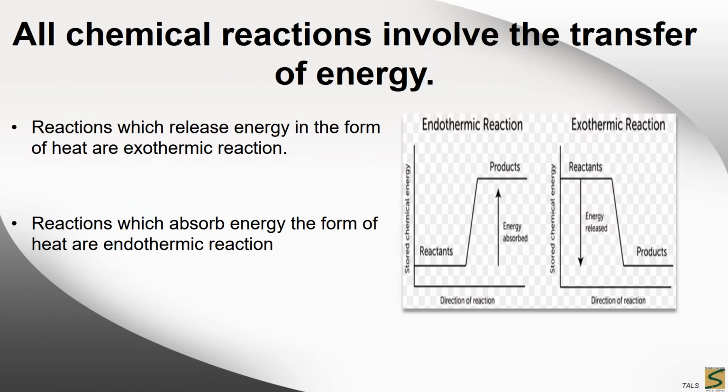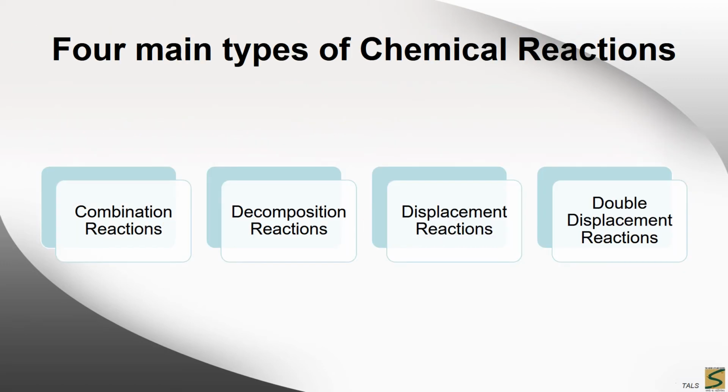All chemical reactions involve the transfer of energy. Reactions which release energy in the form of heat are called exothermic reactions, and the reactions which absorb energy in the form of heat are called endothermic reactions. In an endothermic reaction, the product would be at a higher level, whereas in an exothermic reaction, since it releases energy, the product would be at a lower level.